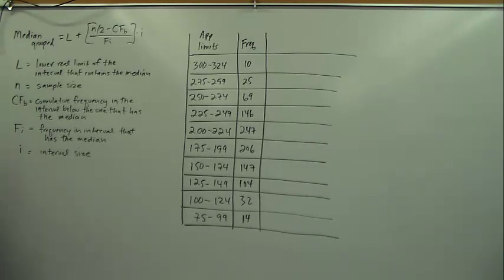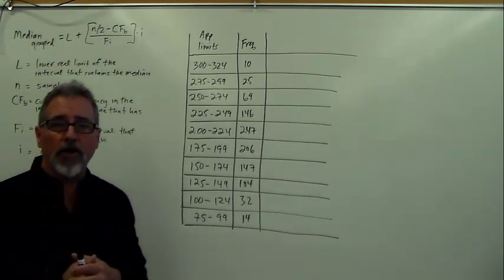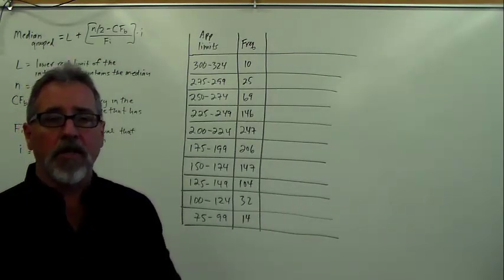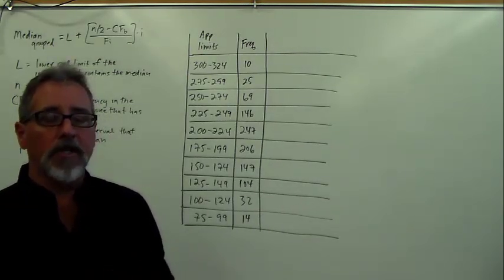Okay? So as we do, we start with the very first piece of the puzzle. What is L? Well, L says the lower real limit of the interval that contains the median. Well, this is already the tricky part right here. The lower real limit of the interval that contains the median. Well, how do we know which interval contains the median?